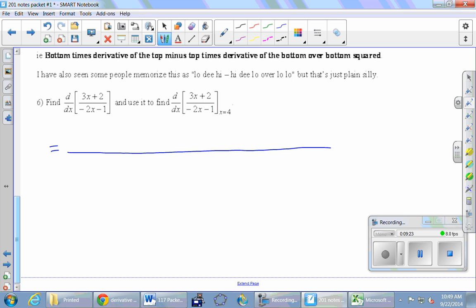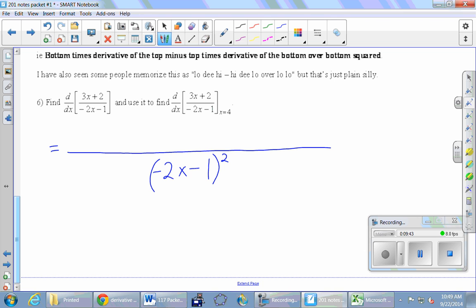Page 50, Kevin. So what goes downstairs is the bottom squared. So you take whatever you had, negative 2x minus 1, throw it in parentheses, squared. That's the new denominator, and that's always what I do first. It's easy to forget to do that if you wait until the end.